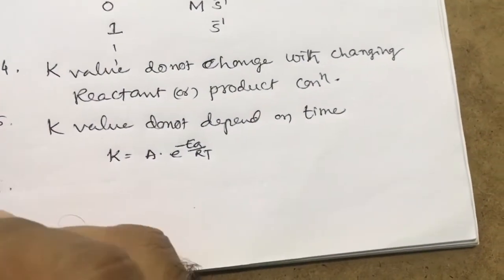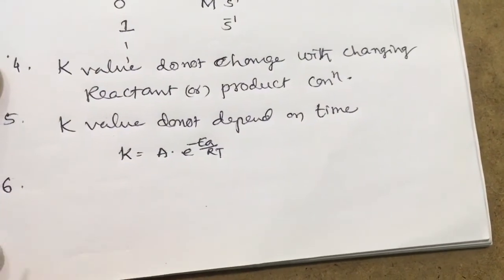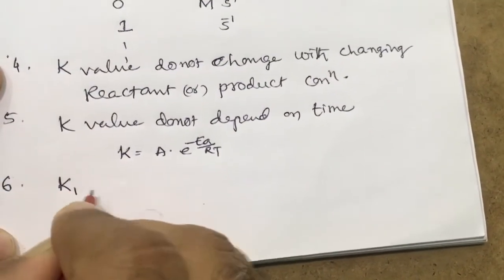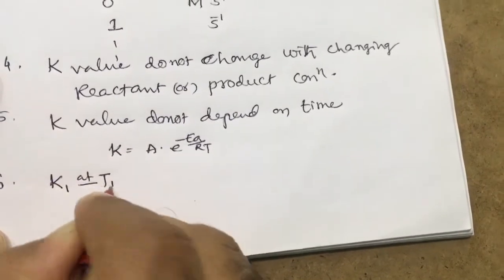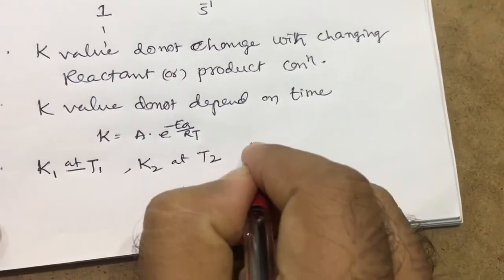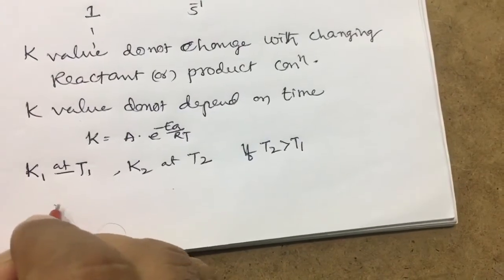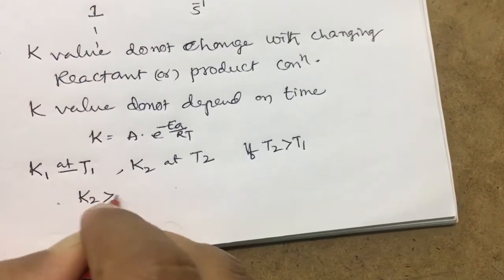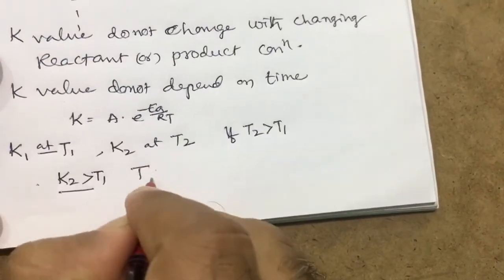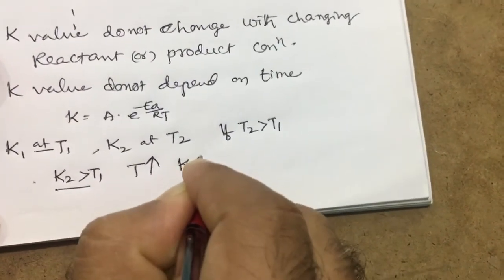Next, the sixth one. The K value refers to a particular temperature. For example, this is k1 at temperature T1, and next k2 at temperature T2. If T2 is greater than T1, then automatically k2 is greater than k1. Based on this we conclude that as temperature increases, the K value also increases.